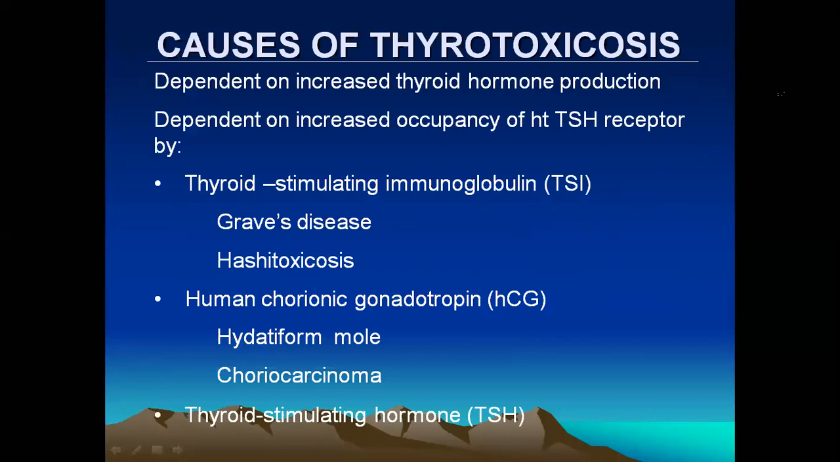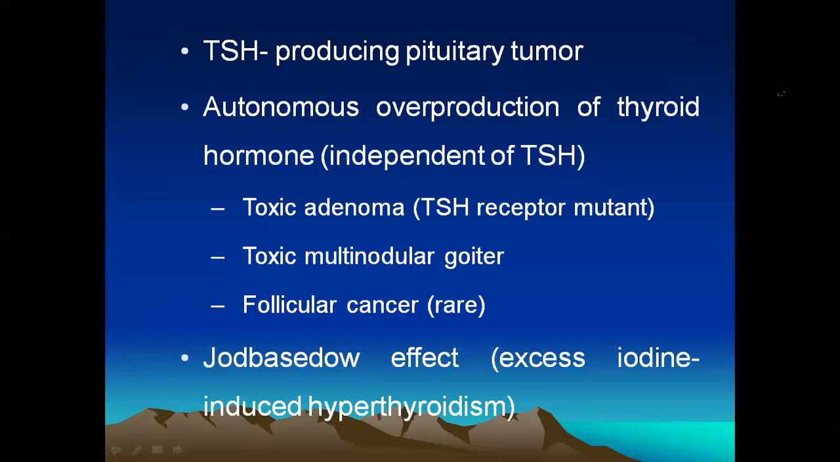Now, causes you can broadly divide into three. One is Graves' disease, diffuse goiter, then toxic nodule, and then multinodular goiter. Other forms are rare. One important form here is autonomous production of thyroid hormone independent of TSH. When there is a toxic adenoma or toxic multinodular goiter, TSH is always suppressed, and there is autonomous production of thyroid hormone from the thyroid gland.